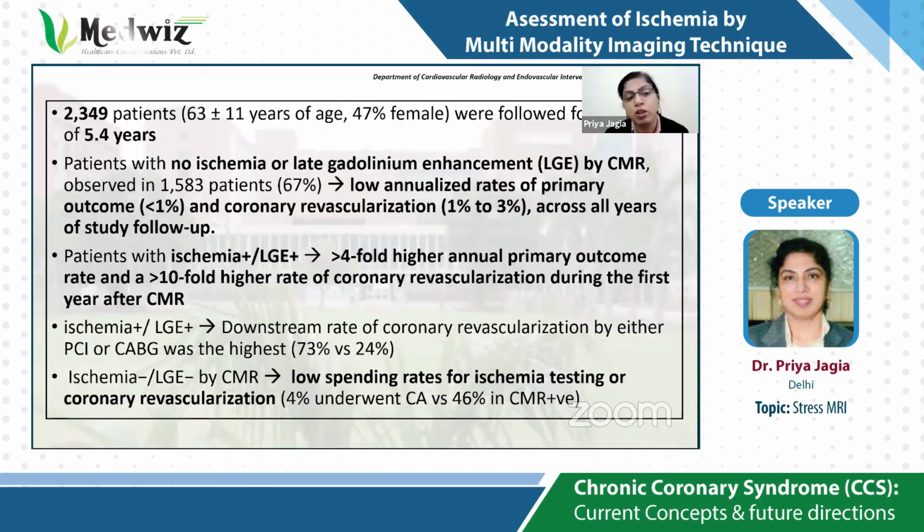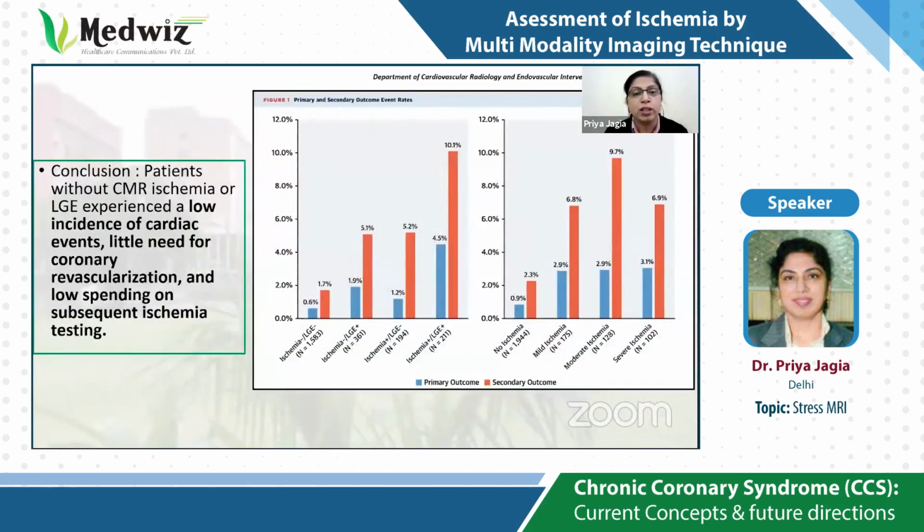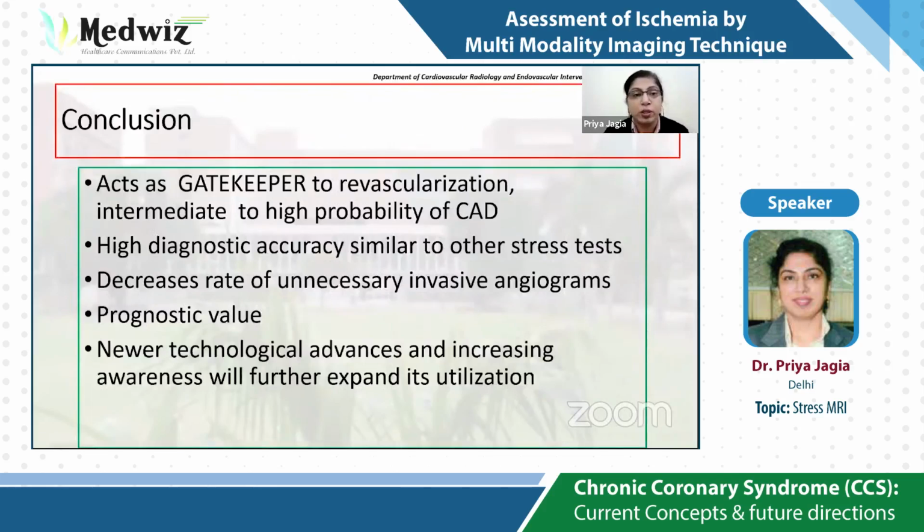And those patients who had a normal cardiac MR had no more tests done. So there was a low spending rate for ischemia testing and coronary revascularization. So it again concluded that patients who had a normal cardiac MR had a low incidence of cardiac events, little need for revascularization, and had lower spending on subsequent ischemia testing. So I would like to end by concluding that cardiac MR can act as a gatekeeper to revascularization.